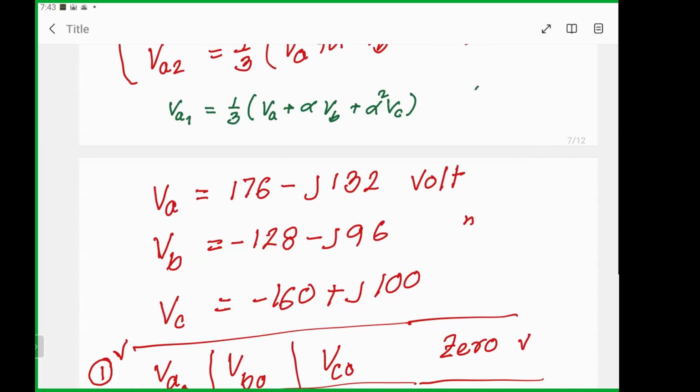So we have to remember alpha is equal to 1 at an angle of 120, and alpha square we can directly write 1 at an angle of 240. So this formula, this alpha value, I might not give you in the exam. So you have to keep in mind alpha is like j. j is producing 90 degrees, so alpha will be producing 120 degrees.